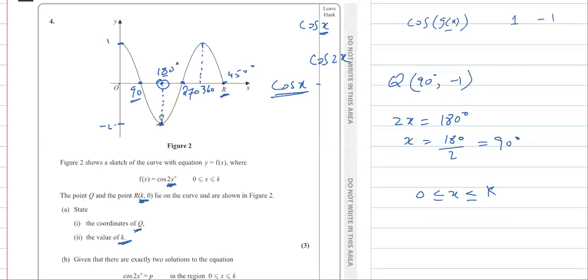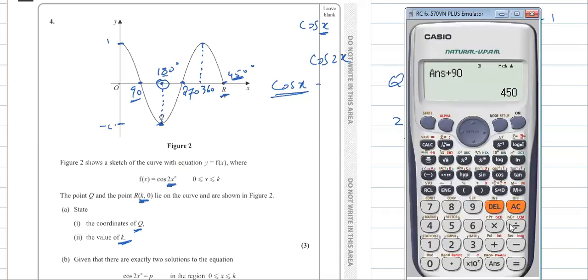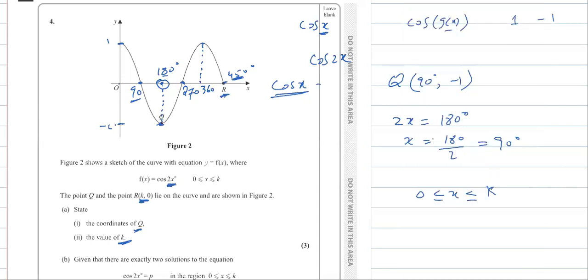So if you write it here now, in that case it will be half of this 450 degree. What will be half of 450 degree, divided by 2? So 225 degree. It means your k is going to be 225 degree. So the value of k will be 225 degree.